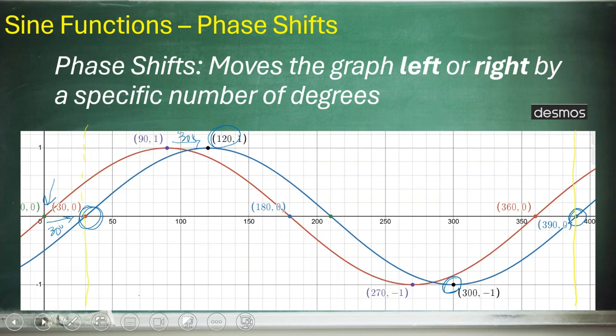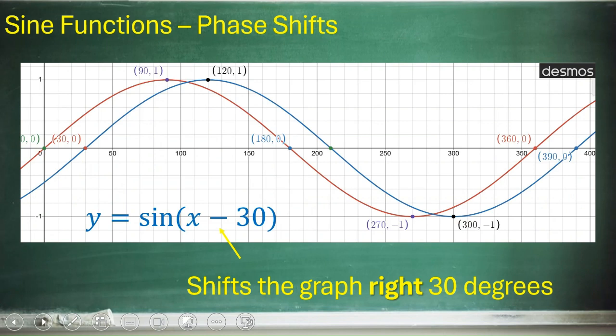So you might be thinking, what does this equation even look like? And it looks like this. If you remember from when you studied quadratics, anything that was like x minus something within the parentheses that were squared shifted your graph. This is the same idea. This x minus 30 shifts the graph right.